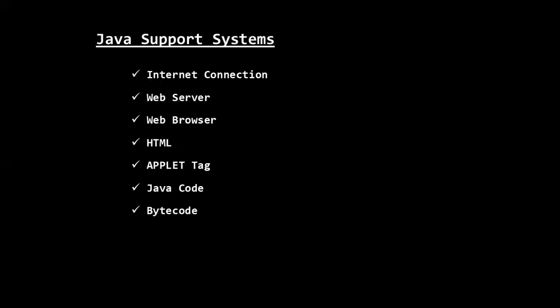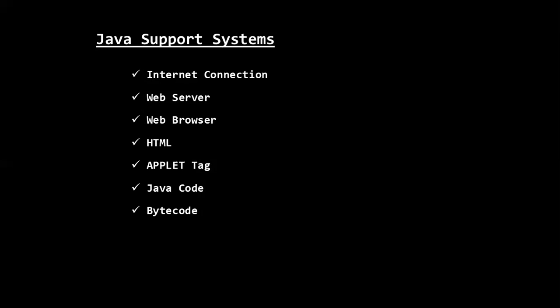Java support systems. It is clear from the discussion we had up to now that the operation of Java and Java-enabled browsers on the Internet requires a variety of support systems. These are some systems necessary to support Java for delivering information on the Internet. Internet connection. Local computer should be connected to the Internet. Web server. A program that accepts requests for information and sends the required documents. Web browser. A program that provides access to www and runs Java applets.